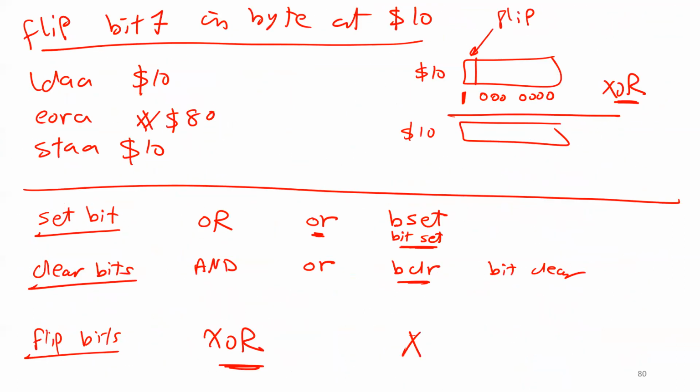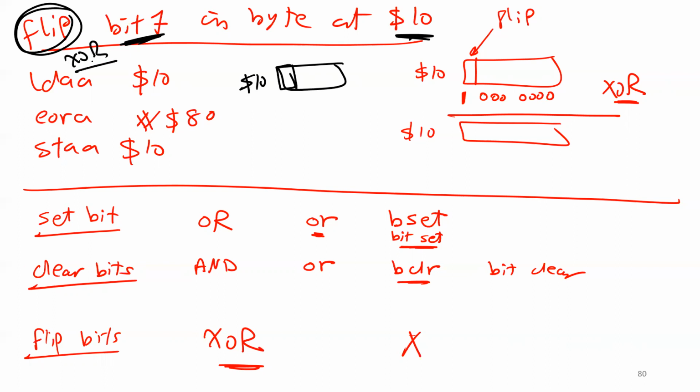Flip bits, as you see here, guys. When I tell you I want to flip bit number 7 in this memory location, that means all you have to do is this. This is the byte at memory location number 10. I want to flip this bit. So flip means XOR. Don't think about it. You want to flip, so XOR. So I'm going to use the XOR operation.